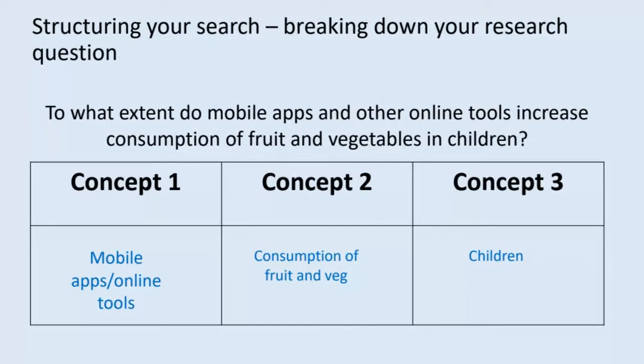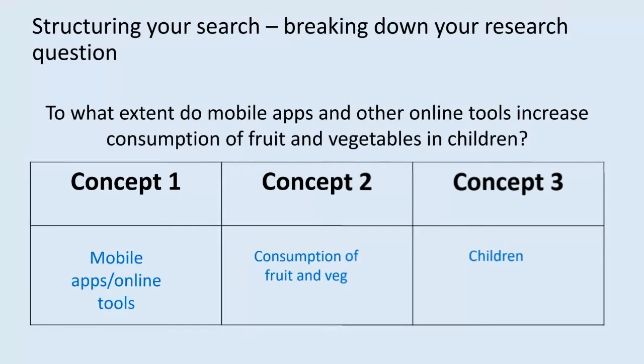So starting with the planning stage and how to structure your search. We normally start with a research question. In this instance, I'm taking a research question that we've looked at in the past. So it's: to what extent do mobile apps and other online tools increase the consumption of fruit and vegetables in children? Now, this is quite a straightforward question that I can break down into concepts.